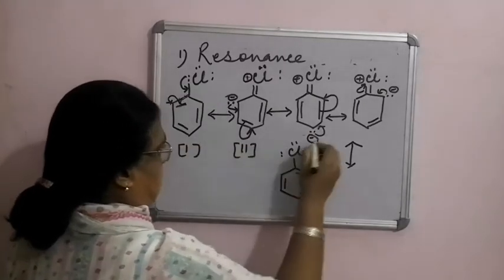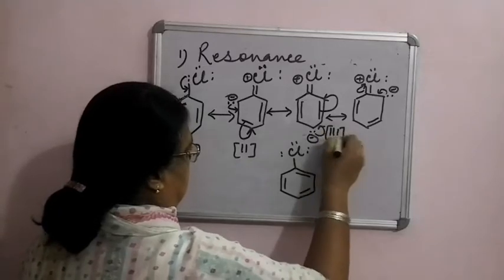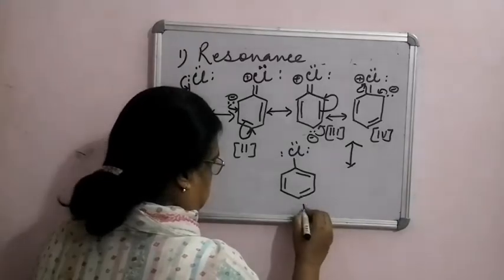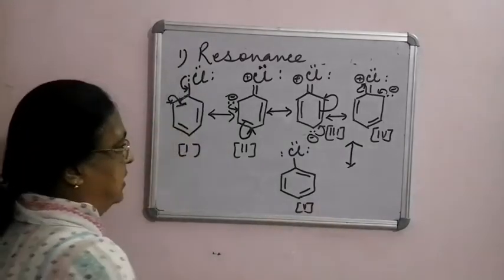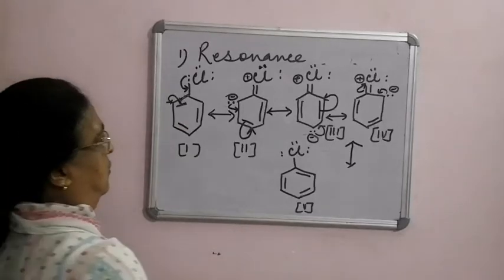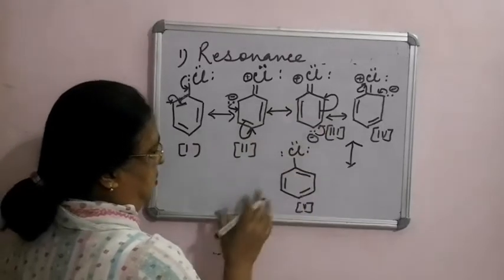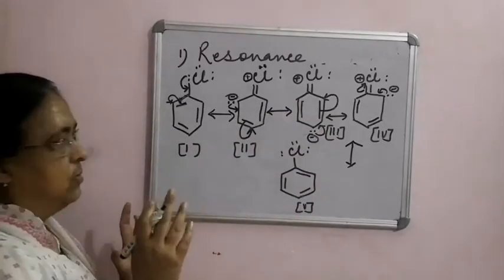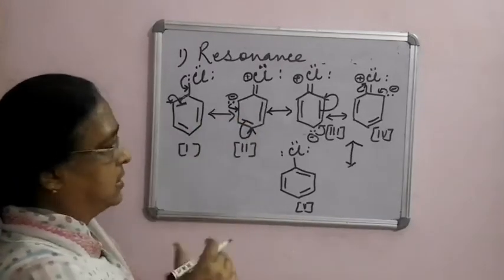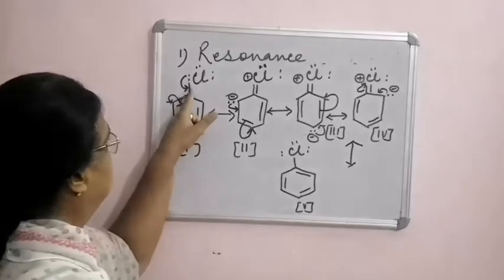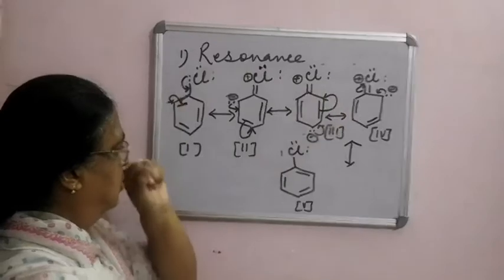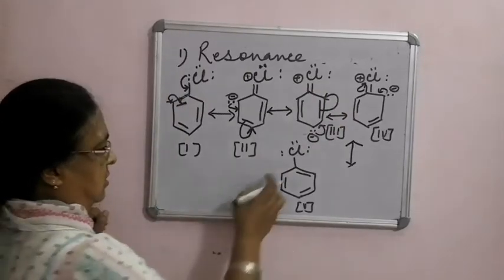Resonating structures are also called canonical structures, marked with capital Roman numerals in big parentheses. So there are 5 resonating structures. If you see these 5 structures, you will find that the position of the double bond is not fixed. Here you can see a single bond, here a double bond, here a double bond, here a double bond, a positive charge on chlorine, and here the single bond.